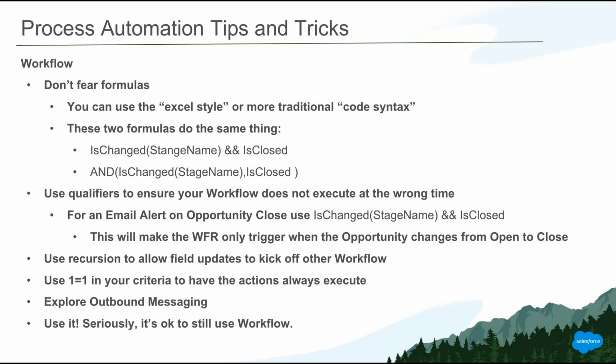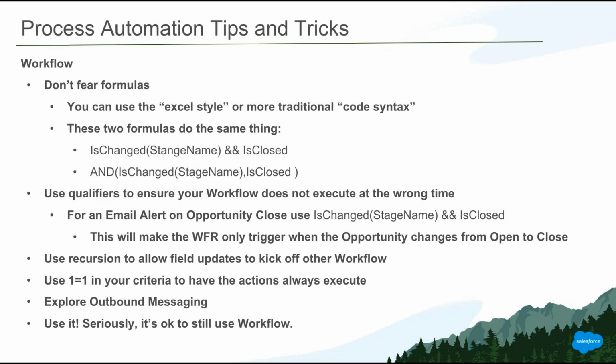And you've got kind of two styles. So I mentioned it before. You've got the Excel style and maybe more traditional code syntax. And so those two formulas there in the middle say the exact same thing, right? The stage name is changed, so that field is changed. So the prior value is different from the new value, and it's closed. Two ways to write the same thing, whichever one looks less scary and more like something that would be readable to you.